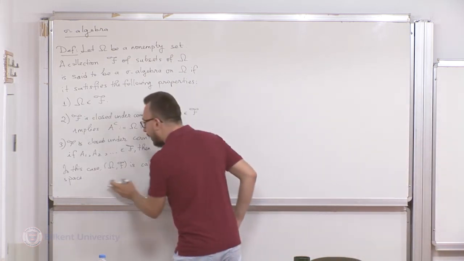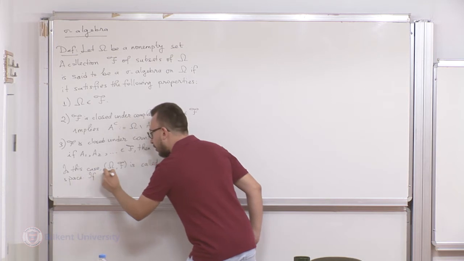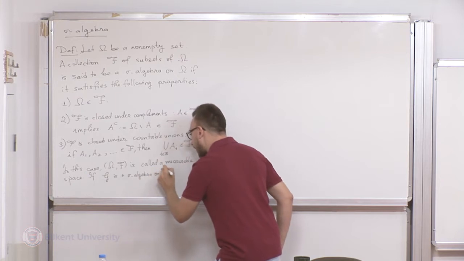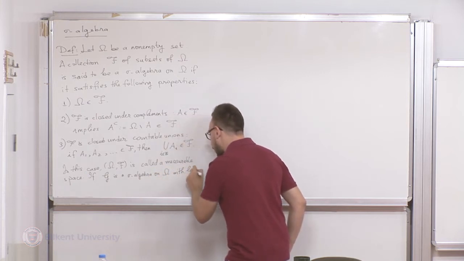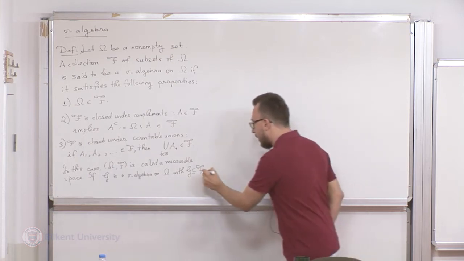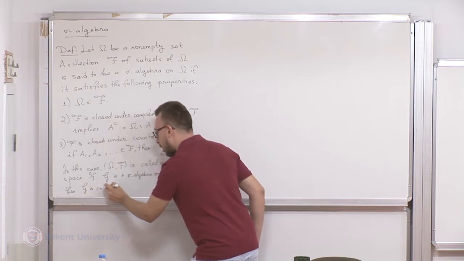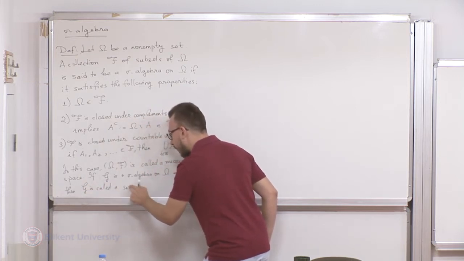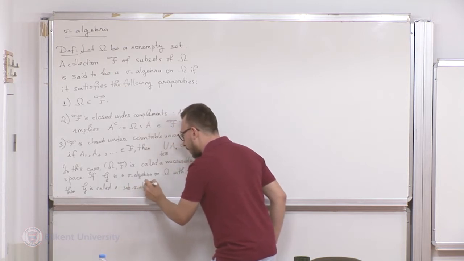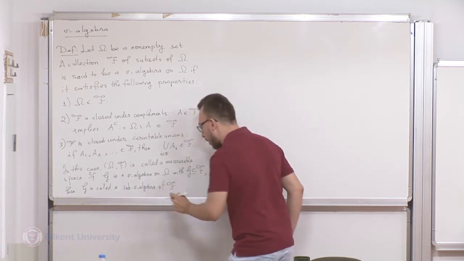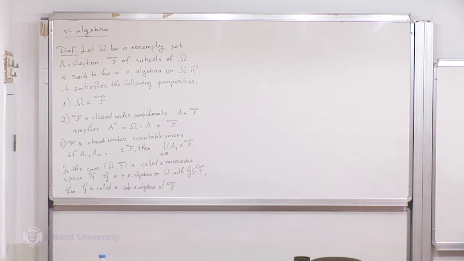And let me also squeeze one more term. If G is a sigma algebra on omega with G being a subcollection of F, then G is called a sub-sigma algebra of F. We're going to need this term later, but I just want to provide it now.